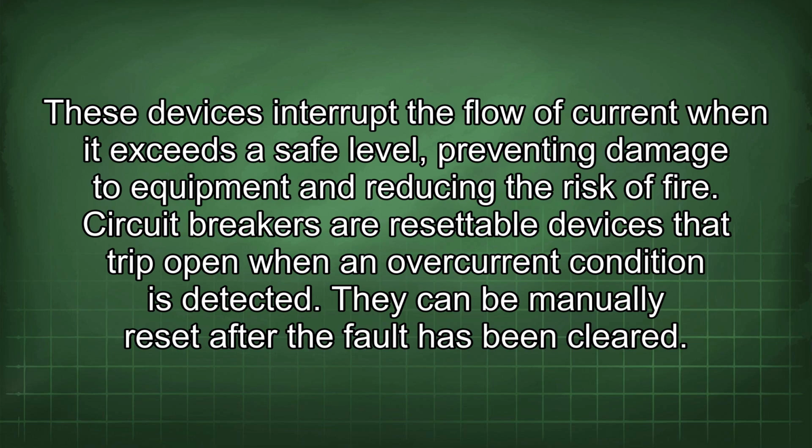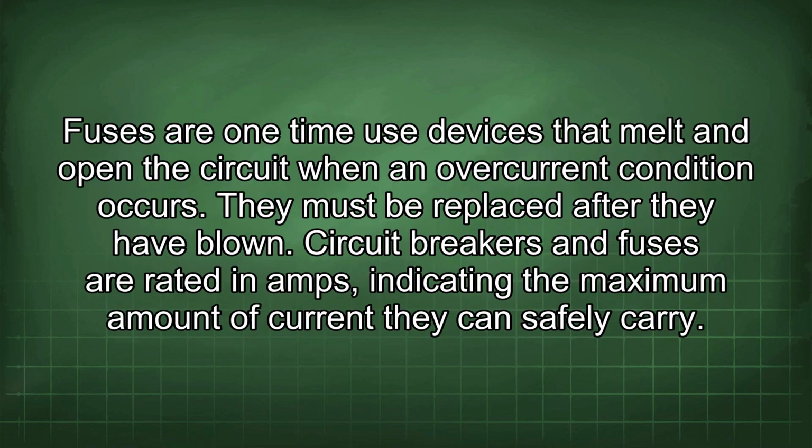Circuit breakers are resettable devices that trip open when an overcurrent condition is detected. They can be manually reset after the fault has been cleared. Fuses are one-time use devices that melt and open the circuit when an overcurrent condition occurs. They must be replaced after they have blown.